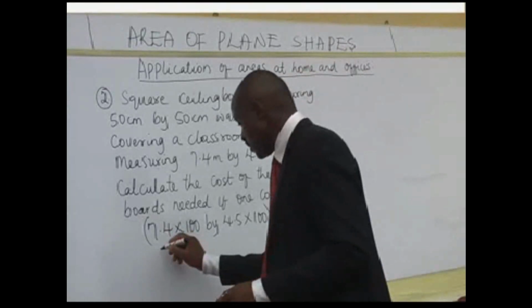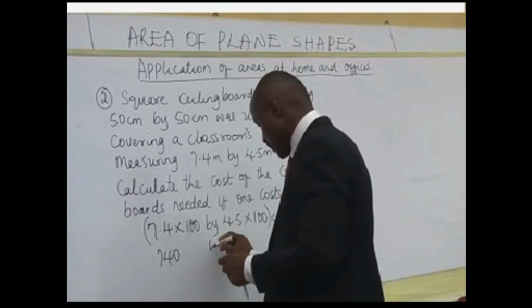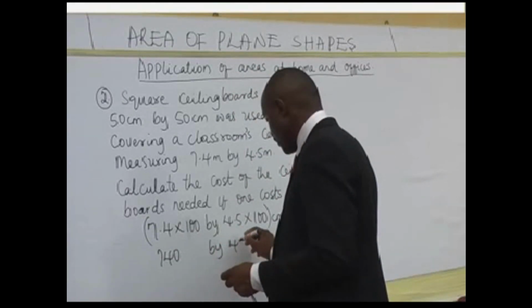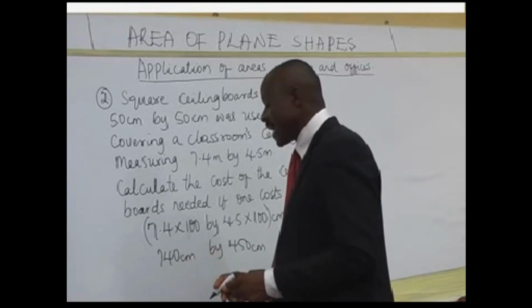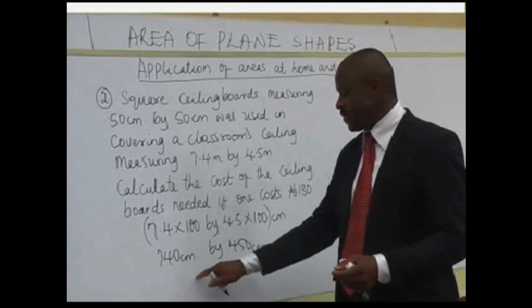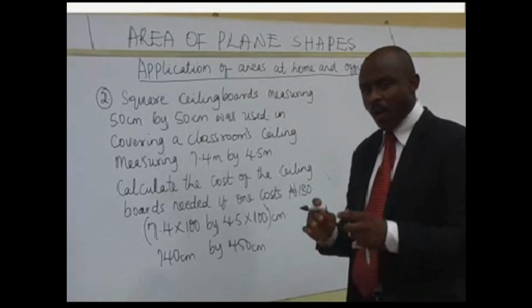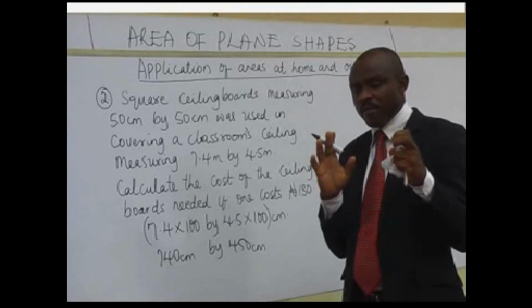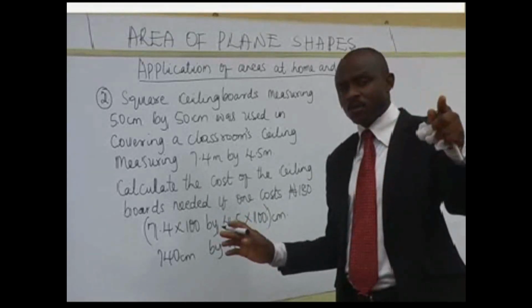This will give us 740. You can use a calculator to multiply 4.5 by 100 to get 450. So the classroom ceiling measures 740 centimeters by 450 centimeters. Now, I want us to use a different way of approaching this question from what we did in the first question.